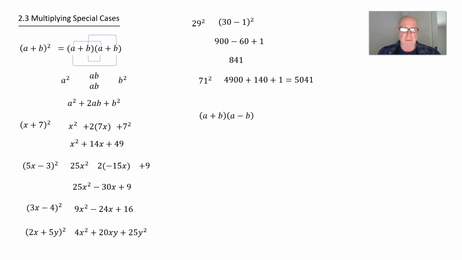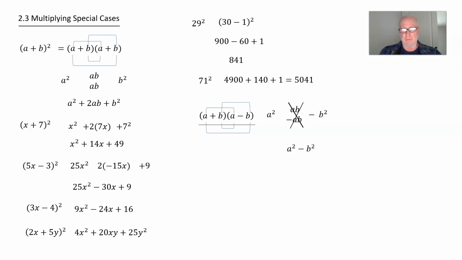All right, another special case is when we have two terms that are the same in both binomials, but one binomial is a sum and the other is a difference. So in one we have plus, one we have minus. So a plus b times a minus b. This is real easy to multiply. When we do the first terms and the last terms, again, we get the a squared and the minus b squared. When we do the inside and the outside, we get ab and negative ab. Well, ab and negative ab cancel each other out. So what we're left with is a squared minus b squared.